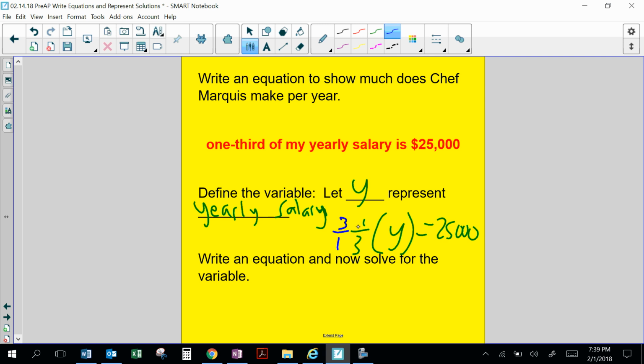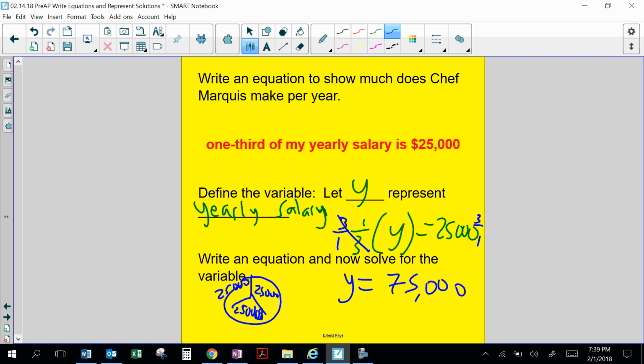Would this cancel this out? It does. So 25,000 times 3/1. This cancels. So y equals, what's 25,000 times 3? 75,000. So he makes 75,000. If he makes 75,000, 1/3 of it is 25,000. 2/3 would be 50,000. And then 100%, or 3/3, would be 75,000.